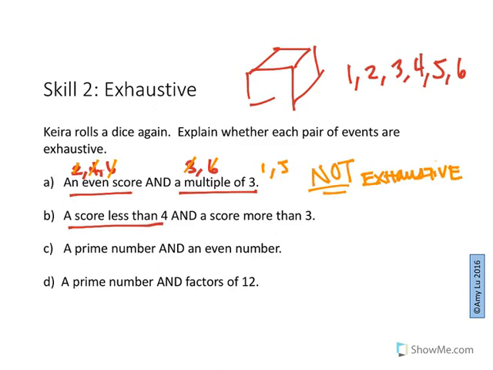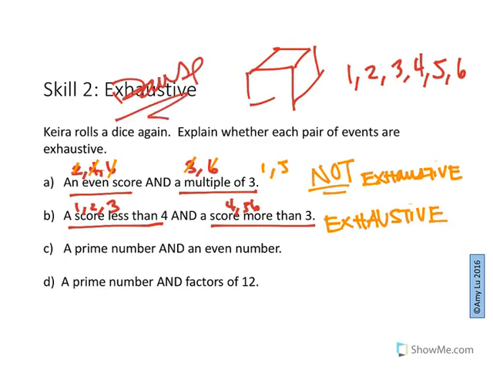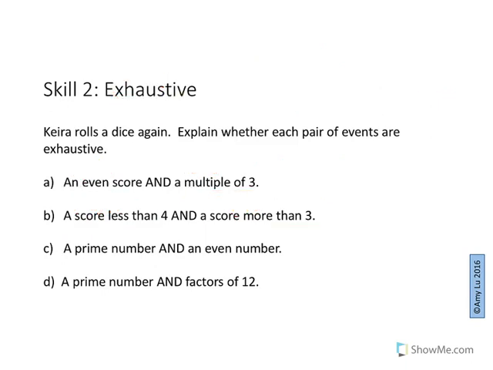A score less than 4 and a score more than 3. So 1, 2, 3, 4, 5, 6. Is this exhaustive? Yes, it is exhaustive because it uses all the numbers at least once. So at this time, go ahead and pause and try to do the next two.